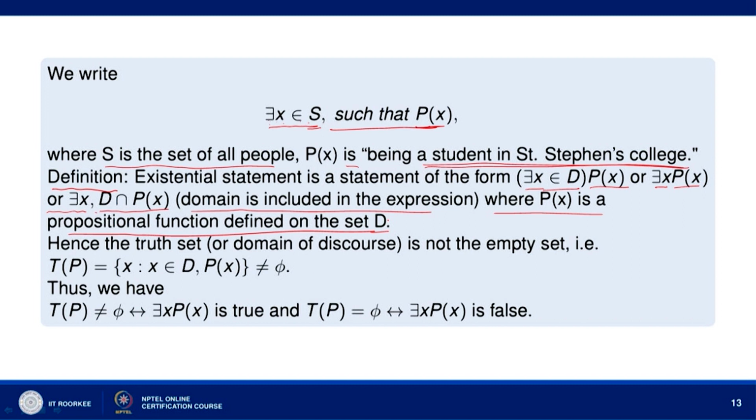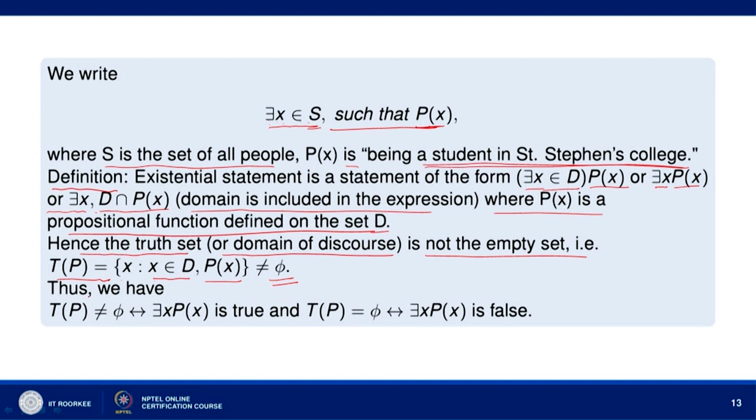D x, p x is a propositional function defined on the set D. Hence, the truth set, and the truth set is also defined on the domain of discourse. So it is not an empty set, because there always exists some x belonging to D for which p x is true. So the truth set is not the empty set here, that is T p equals the set of x such that x belonging to D, p x is true, is not equal to phi.